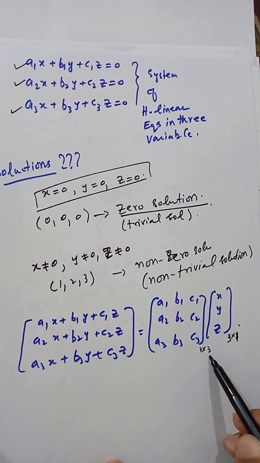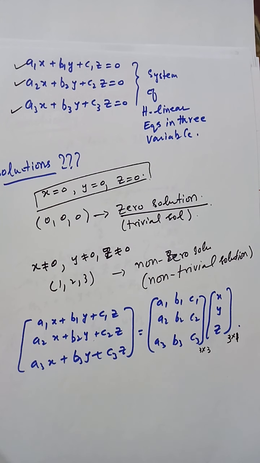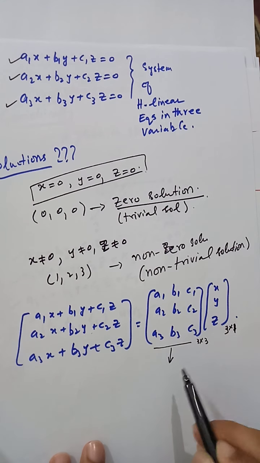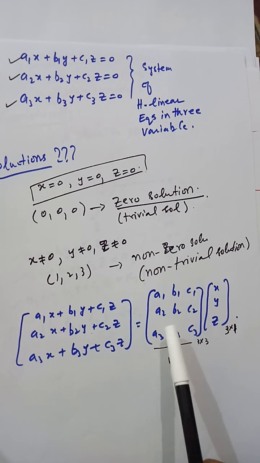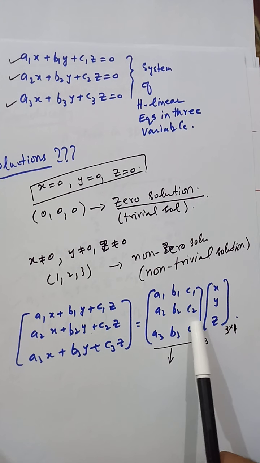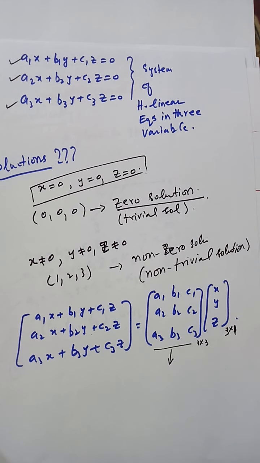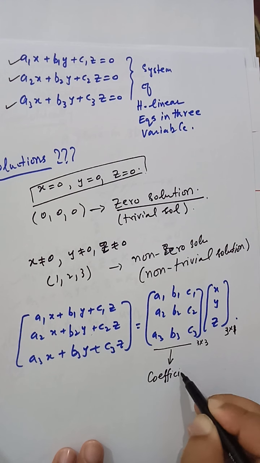In the first matrix the number of columns is 3, and in the second matrix the number of rows is 3, so they are compatible for multiplication, and when you multiply, you will get this. In the first row of this matrix are the coefficients of x, y and z of equation 1, these are the coefficients of x, y and z in equation 2, and these are the coefficients of x, y and z of equation number 3. So this matrix is called the coefficient matrix.